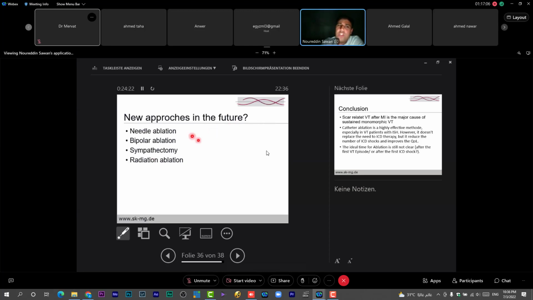Dr. Ahmed also talked about the new approaches in the future for VT ablation. Needle ablation and bipolar ablation, in my opinion, are very interesting in selected cases, especially in cases with scar in the septum.